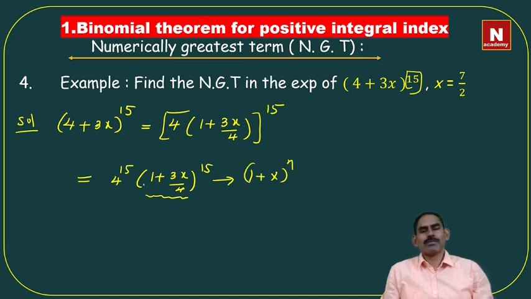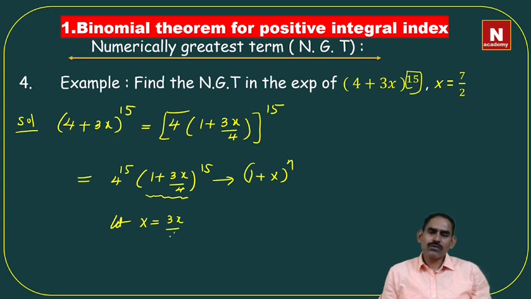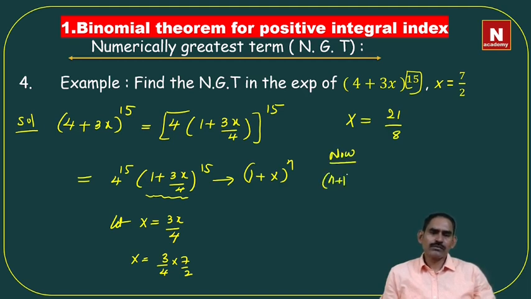Now the formula is applicable. So what is capital X here? Let this part, 3x/4, be capital X, with the x value given here. So capital X equals 3/4 into 7/2. That implies capital X equals 21/8. This is capital X. Now find (n + 1)|X| / (|X| + 1).